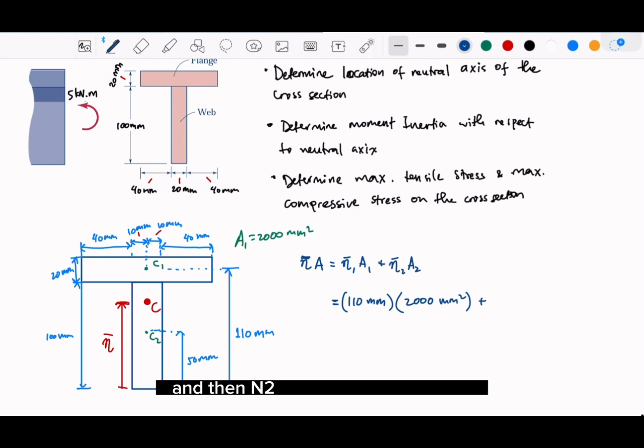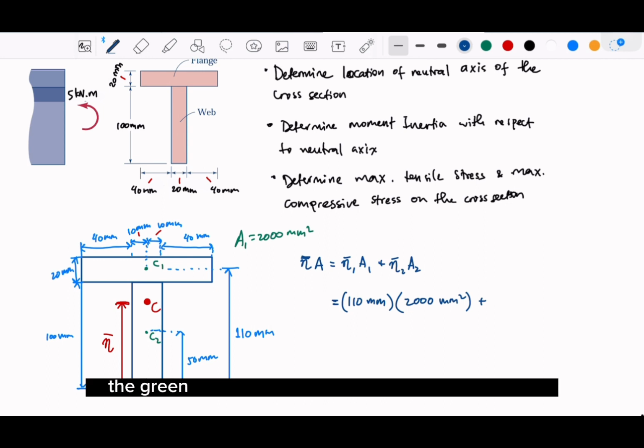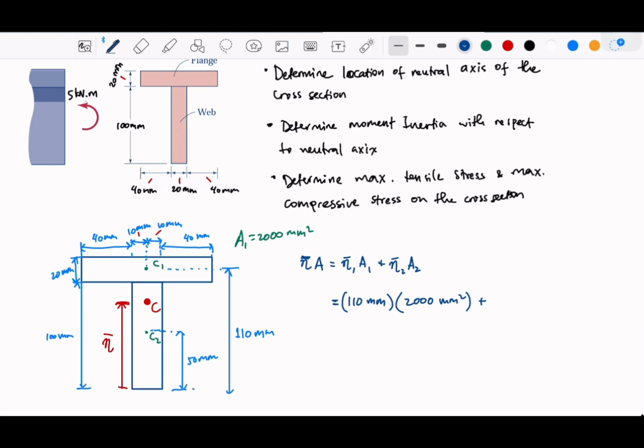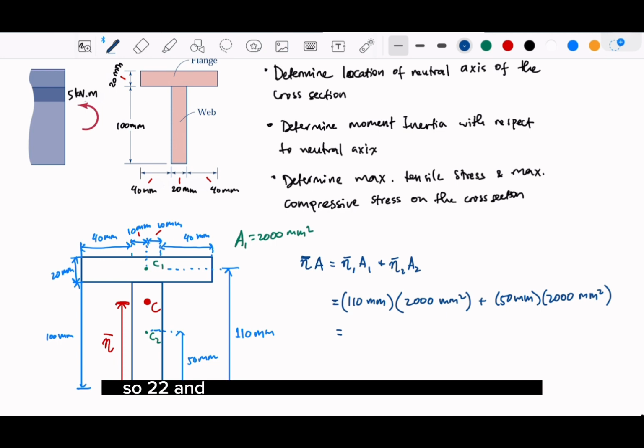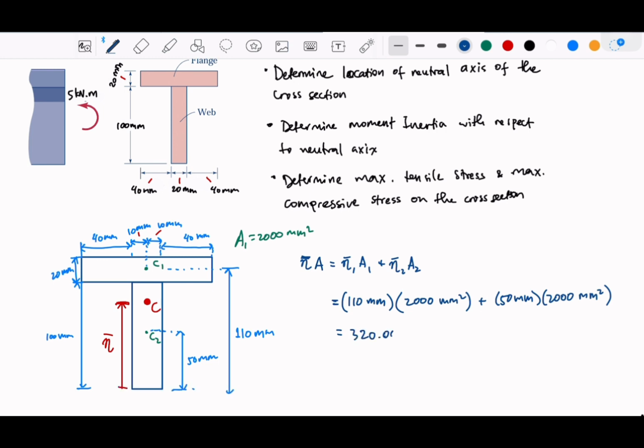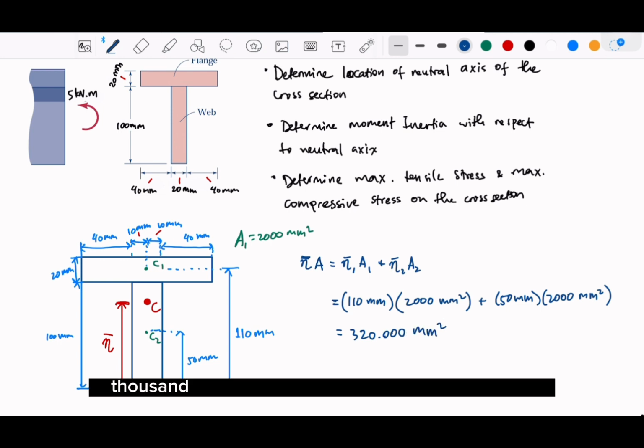This is, let's say, this is this distance. And then A2 is here, okay, the small one here, the green one, 50, and the area is based on 20 and 100. Okay. It's the same area, 2000, right? So 50 millimeter, 2000. So we get, if we multiply, 220 and 100, 320 thousand millimeter cube, sorry, cube.